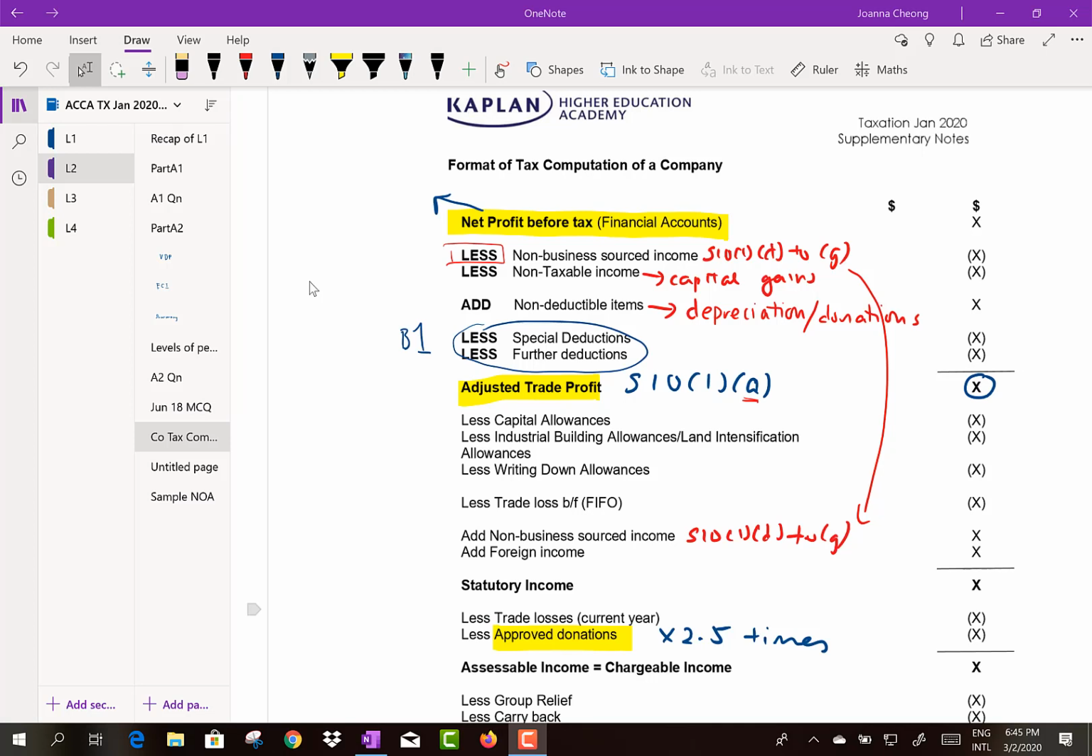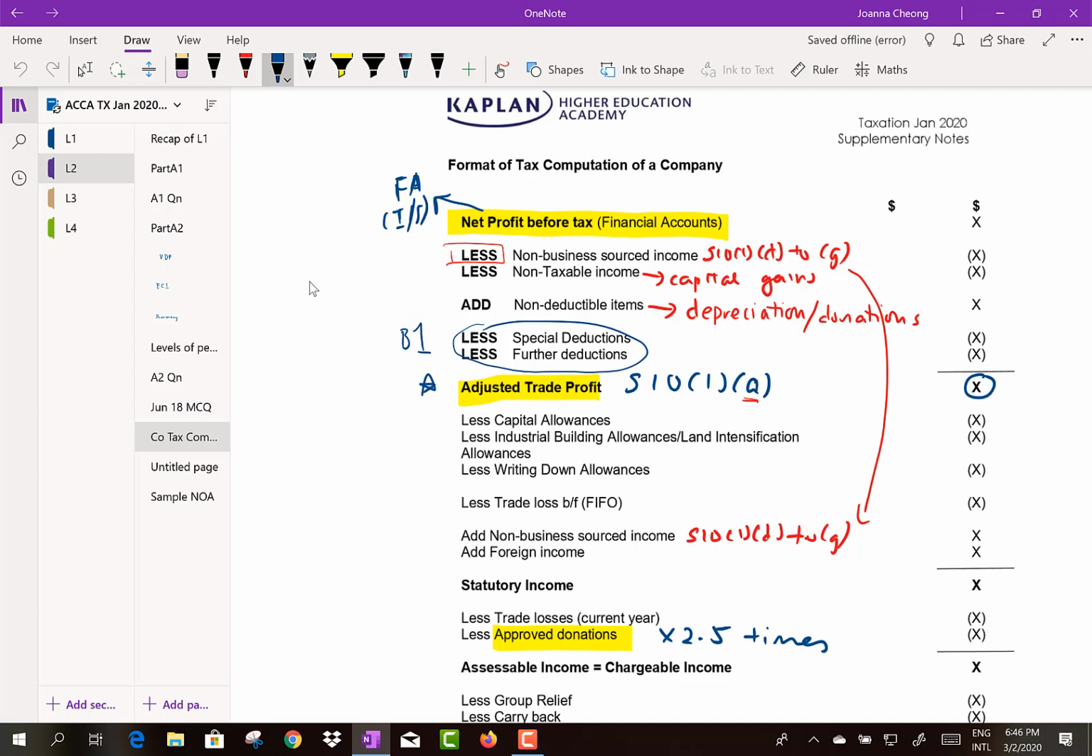All right, and the first starting point when we do tax computation is to start with the figure from your financial account. That means the income statement. Basically the income statement is a piece of paper that we need to look at when we do the tax computation. This is the income statement. The figure we need is the net profit before tax. And then after that, we do adjustment, right? And I have told you that basically our first objective is to obtain the trade profit.